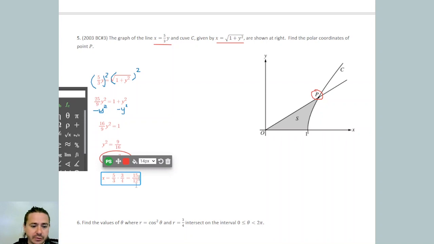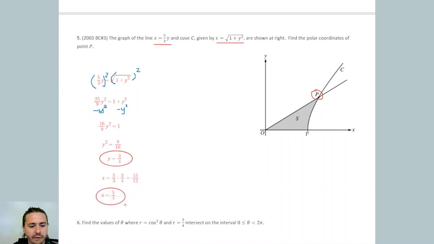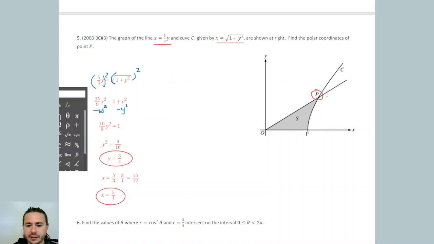And actually that reduces, check this out, the 3's are going to cancel out. These are both divisible by 3, so this is going to be 5/4. Okay, maybe I'll write that on a separate line here, x equals 5/4. So I've got my x and I got my y. So the coordinate of this point, at least in rectangular form, is going to be 5/4, comma, 3/4.